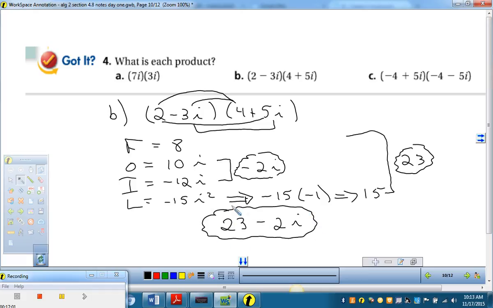You might want to set this up as neatly as you can so you don't leave out any parts. We FOIL. We combine the like terms from the i's. We replace an i squared with negative 1, and then we combine the like terms of the real numbers. Okay? You'll have a good bit of that on the homework tonight.